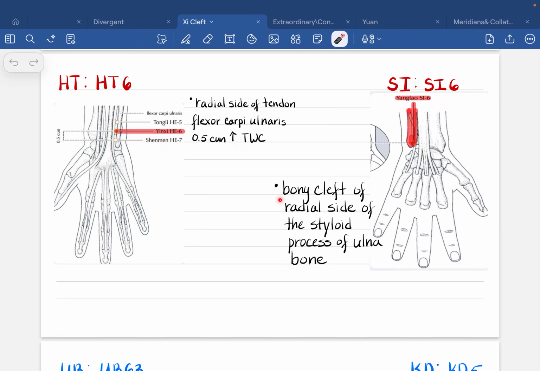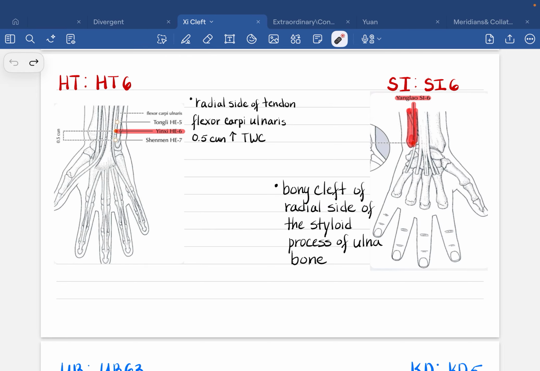SI6 is in the bony cleft on the radial side of the styloid process of the ulna bone. The ulna bone is where? On this side, right? Not on the radial side, it's on the pinky side, but the point is on the radial side of the styloid process. So the styloid process is right here, and it's on the radial side. So it's on this side. It's a bony cleft.